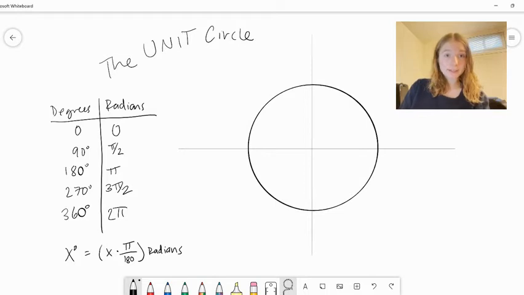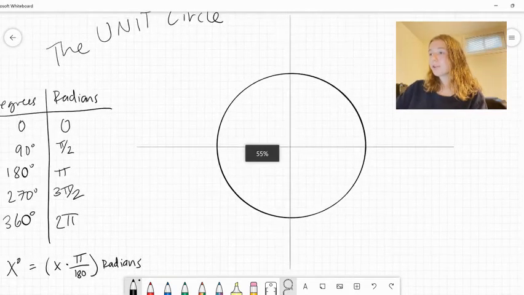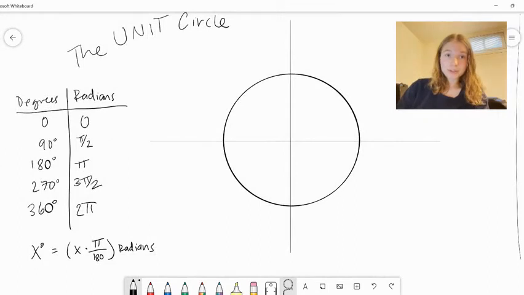I have a chart here that's describing most of the values we'll be using today. 0 degrees is equal to 0 radians, 90 degrees is equal to pi over 2 radians, 180 degrees is equal to pi radians, 270 degrees is equal to 3 pi over 2 radians, and 360 degrees is equal to 2 pi radians.